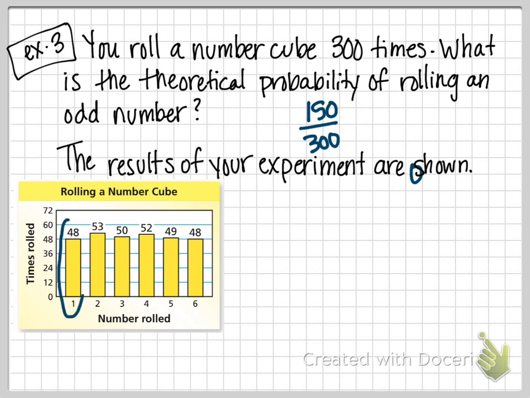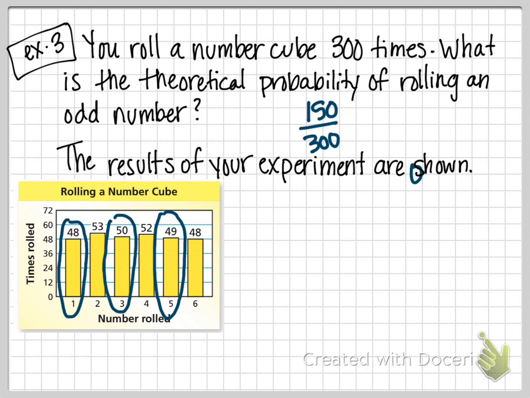So we rolled a 1 48 times. We rolled a 3 50 times. And we rolled a 5 49 times. So this would be experimental probability. Why is this experimental and not theoretical? Kellen? That's what happened in the experiment. Yeah, it's what actually happened in the experiment.